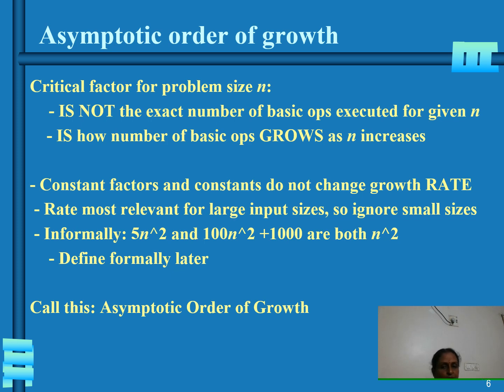Okay, so as I told already, you ignore or neglect the constant factors, and a constant doesn't affect the order of the growth rate. For example, if you consider 5n square and 100n square plus 1000, you neglect the constants over here. Both functions will have the order of growth n square.